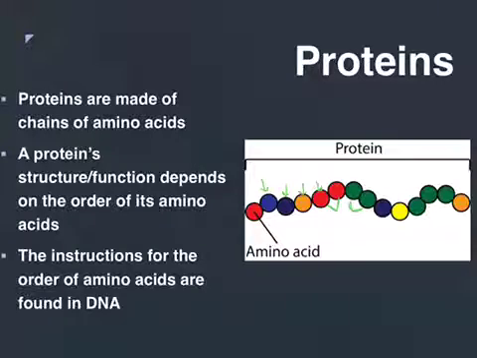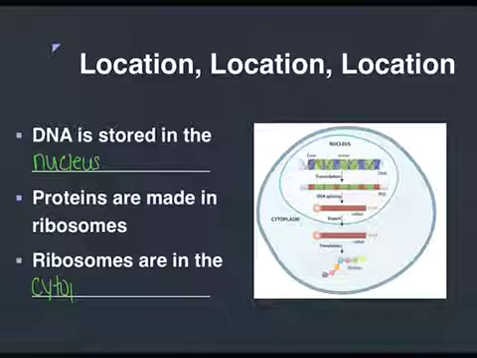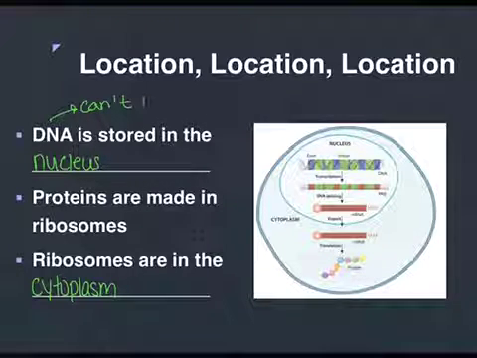If the order of amino acids were to ever change, then the protein would not function as it was intended to. So the instructions for the order of these amino acids comes from DNA. So DNA holds the code for the correct order of amino acids. Just as a reminder, our DNA is stored in the nucleus. However, proteins are made in the ribosomes, and the ribosomes are located in the cytoplasm. So DNA cannot leave the nucleus, absolutely cannot leave the nucleus.